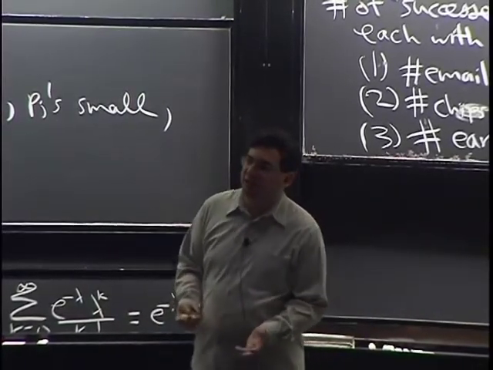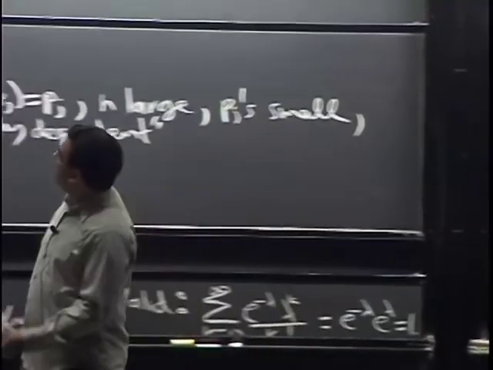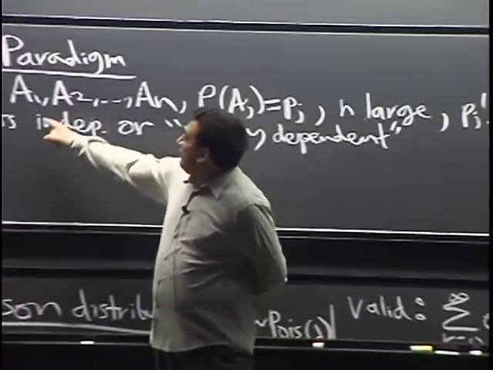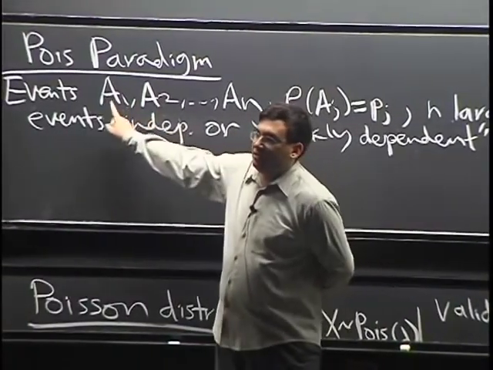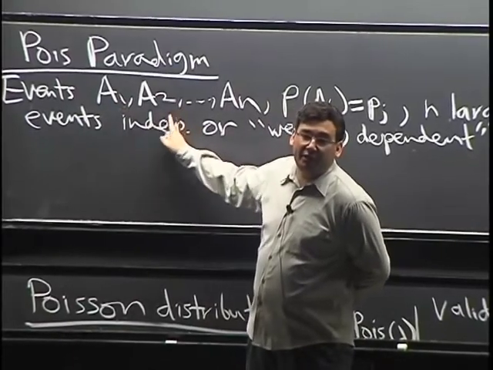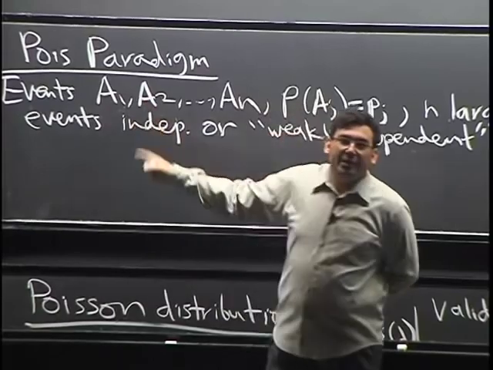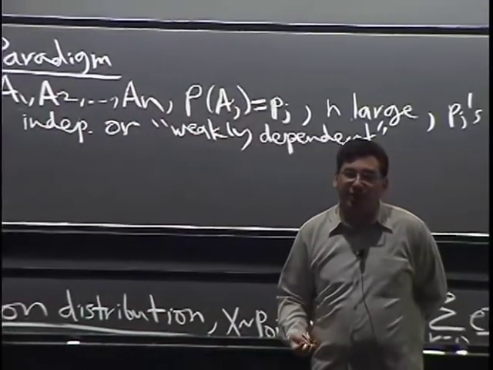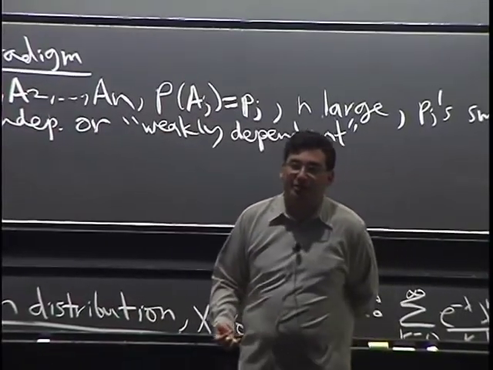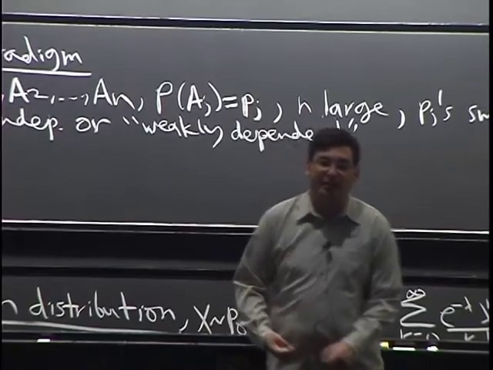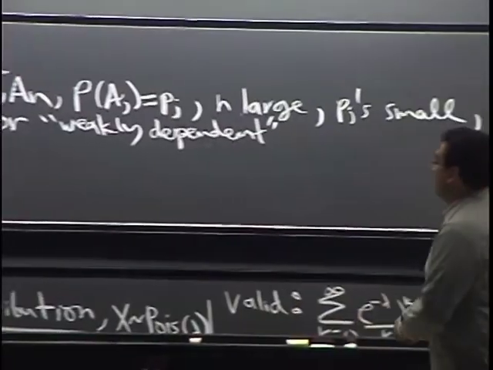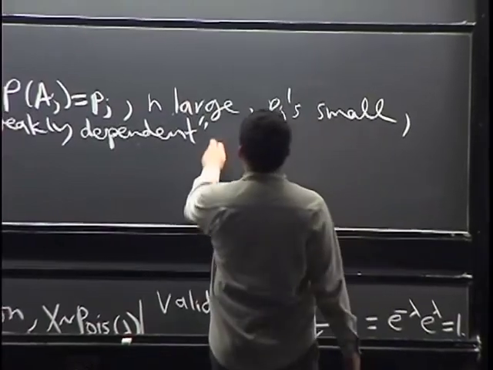The easiest way to think of it: suppose knowing that A1 happened tells us nothing about whether A3 happened, but if we know that both A1 and A2 happened, maybe it makes it a tiny bit more likely or less likely that A3 happened. So these are slight deviations from independence. That's what we're talking about.